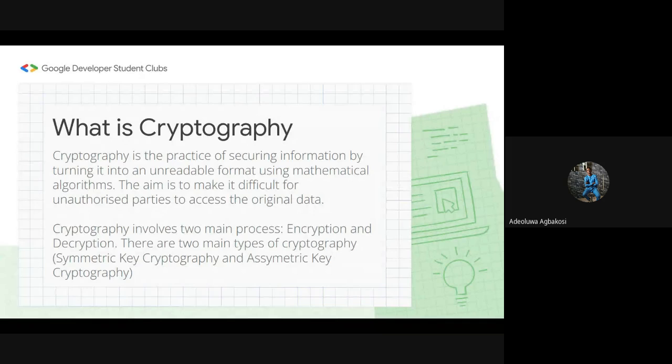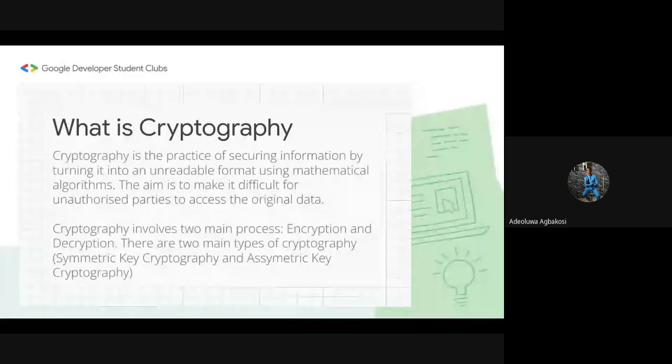Now, there are two main types of cryptography. We have symmetric key cryptography and asymmetric key cryptography. On Tuesday, and I think I shared it again on Thursday, I shared some videos we could use to brush up on symmetric key cryptography and asymmetric key cryptography. So by now we should know that symmetric key cryptography is also called secret key cryptography, and asymmetric key cryptography is also known as public key cryptography.